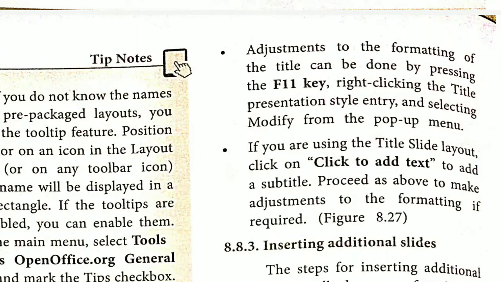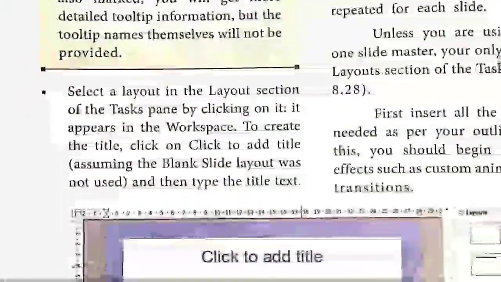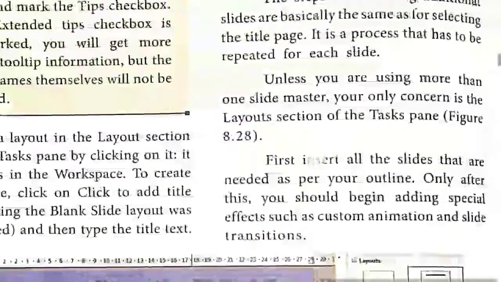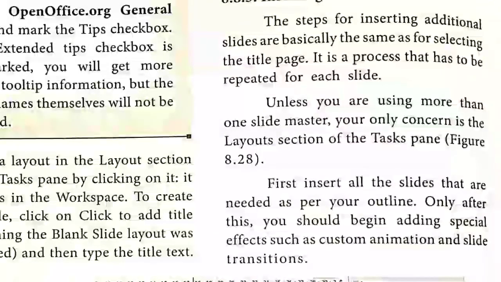Okay, so if you're using the title slide layout, click on the 'Click to add text' at the bottom of it. In the figure also you can see. So in the figure, at the bottom section, 'Click to add title' is the text that is displayed in the layout. When you click on that, it will enable you to add some text.